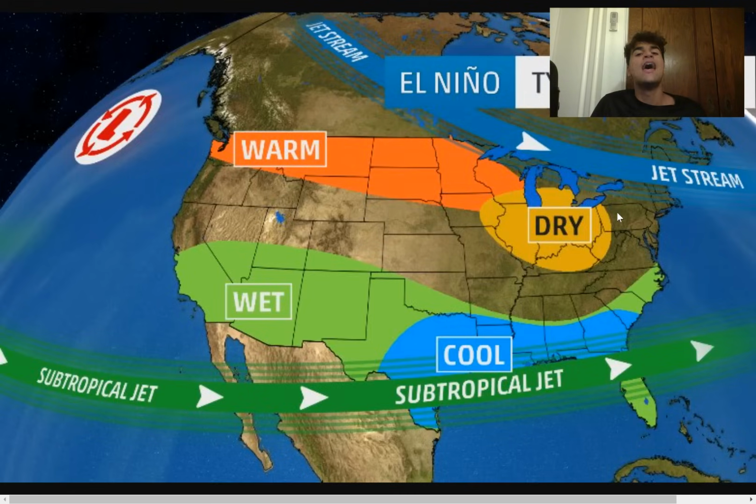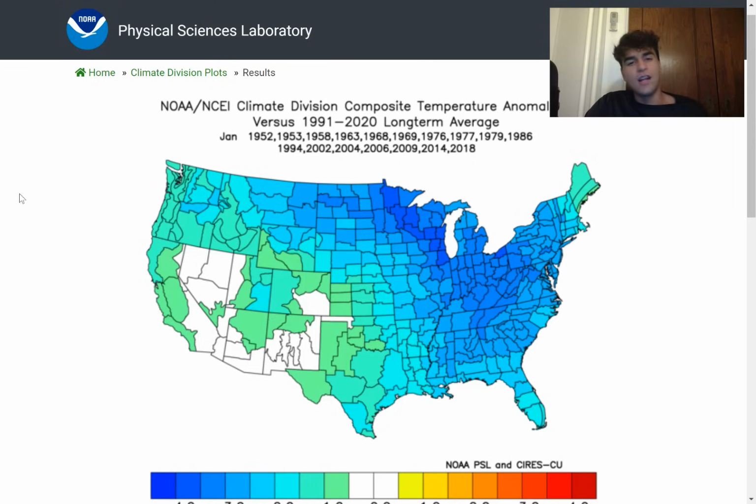Let me show you guys how the temperature anomalies look when it comes to weak to moderate El Ninos compared to a long-term average right now. So in this climate division plot, I inputted all the El Nino years between 1952 up till 2018 compared to the long-term average between 1991 and 2020, and we see a pretty significant indication that much of the eastern half of the United States experiences cooler than average temperatures during the month of January.